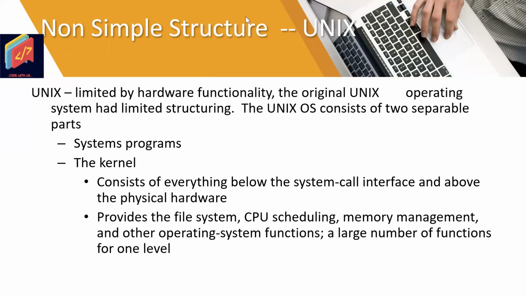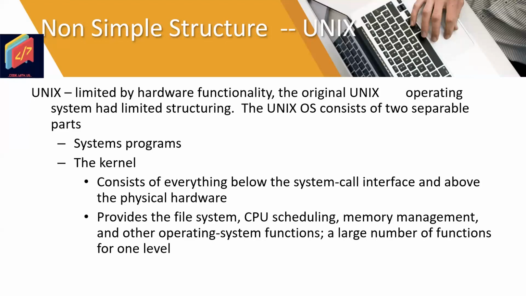The original Unix operating system had limited structuring. The Unix OS consists of two separable parts: one is system programs and the other is the kernel. The kernel consists of everything below the system call interface and above the physical hardware, which provides the file system, CPU scheduling, memory management, and other operating system functions, a large number of functions for one level, which is the kernel.